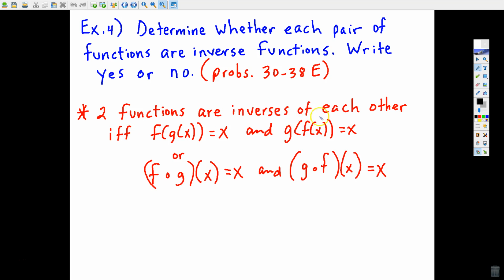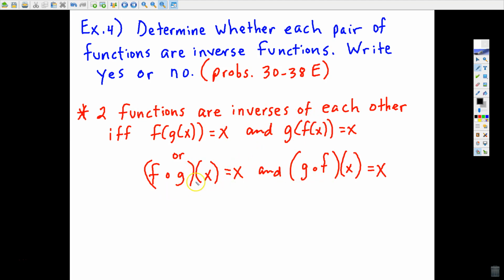Two functions are inverses of each other, and this little symbol here means if and only if f of g of x is equal to x. So in other words, when I put the g function as an input into the f function, the result should be just the variable x. And that should also happen when I turn it around and I do the composite g of f of x. That should also result in the variable x. If that is true, in both cases I get x when I do the composite f of g and also when I do g of f, then we know that the two functions are inverses of each other.